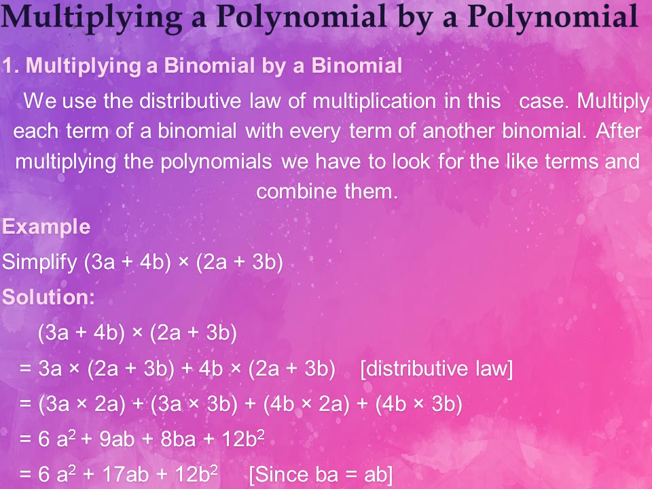Then this is equal to 6a square plus, as you can see, 9ab plus 8ba. Both are like terms as their variable factors are the same. So the sum is 17ab plus 12b square. Now we have three terms having different variable factors, so we can't combine them. So this is your answer.